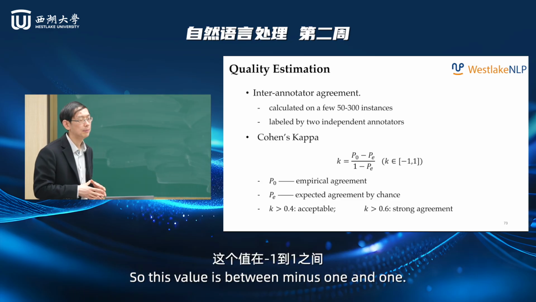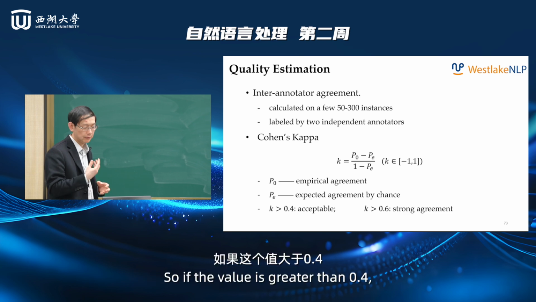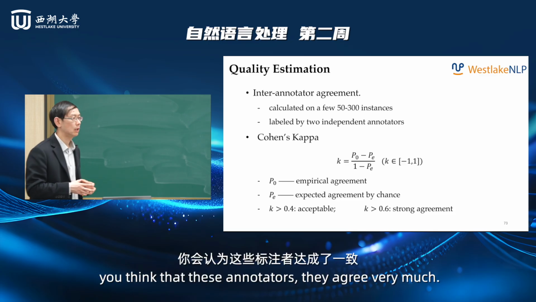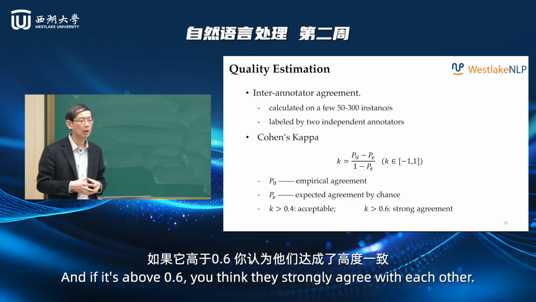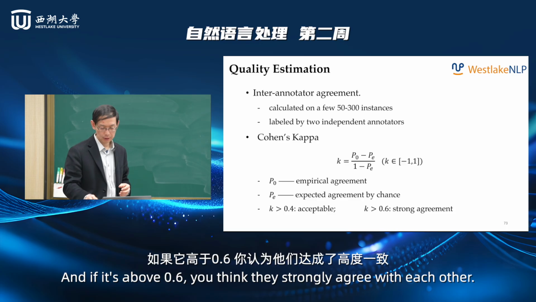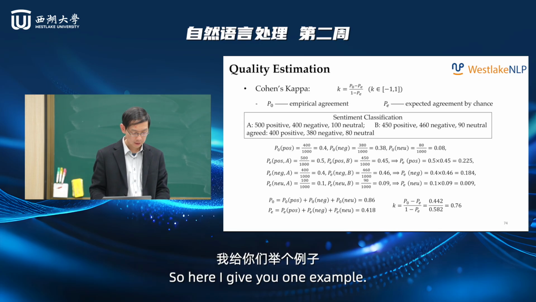This value is between -1 and 1. If the value is greater than 0.4, you think that these annotators agree very much. And if it's above 0.6, you think they strongly agree with each other. So here I give you one example.